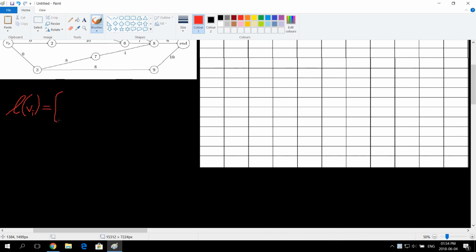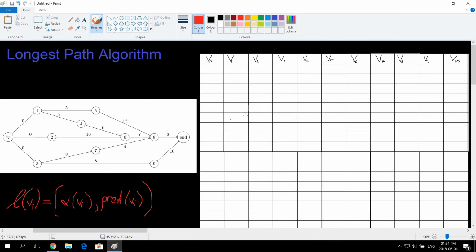Okay, so I'm just gonna make this one bigger. Of your alpha, which is your weight of the path to that vertex, VI, and the previous vertex, I'm just going to say pred because it stands for predecessor vertex of VI, so the vertex that came before VI. This is essentially what we're going to be filling in here.